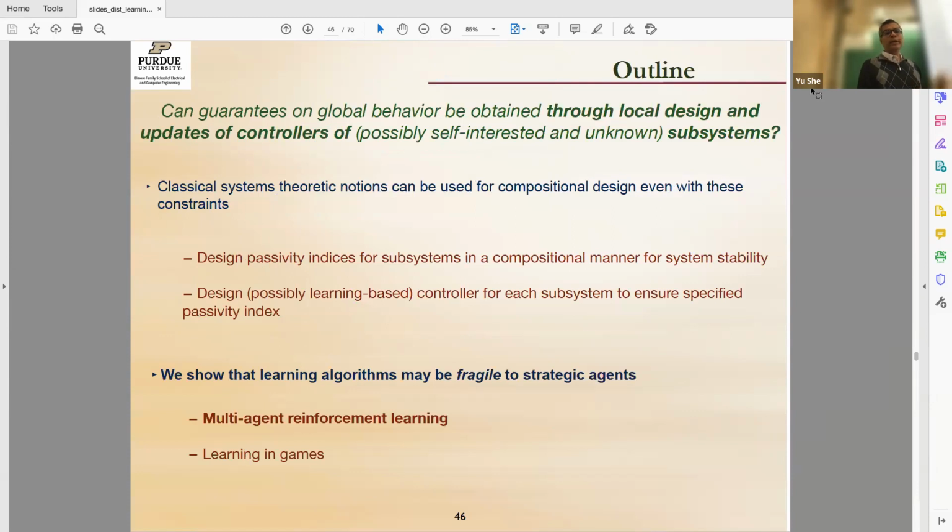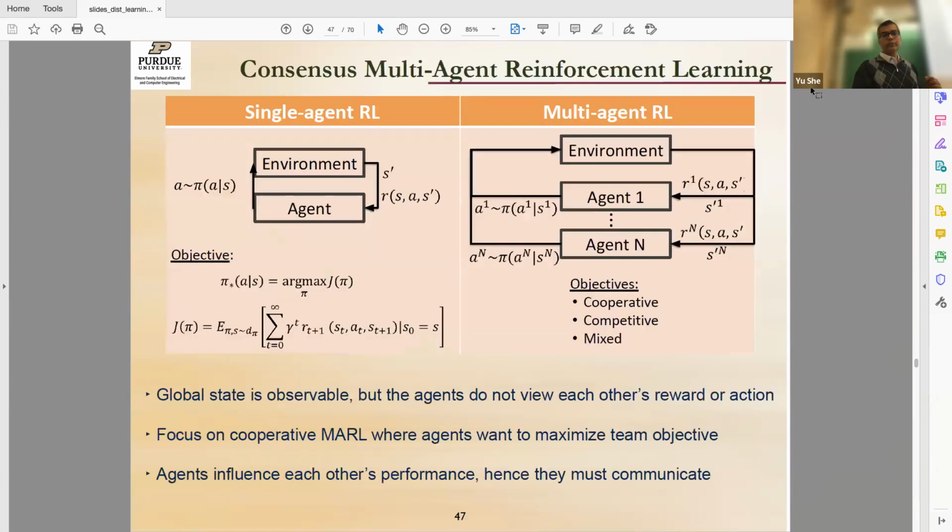Okay, so I'll start with multi-agent reinforcement learning. So what is multi-agent reinforcement learning? In single agent reinforcement learning, the environment is the plant, and the agent is the controller. I want to learn a policy pi of generating control action A given the state S, where the reward is R. So I want to maximize something like an infinite horizon reward. That is single agent reinforcement learning.